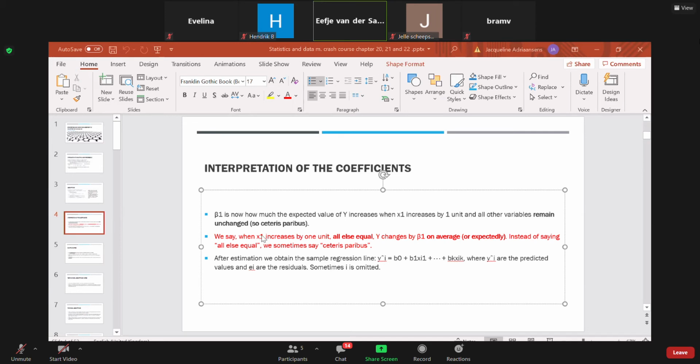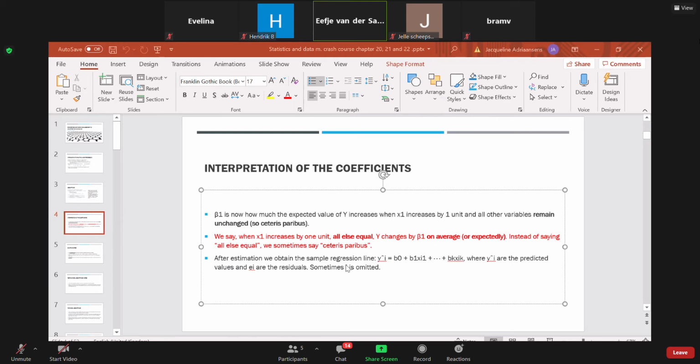Because I can change x1, but if, for example, x2 changes as well, then y doesn't change with beta 1. It might change with beta 1 and more. Or it changes by beta 1 and less if the other coefficient is, of course, negative. And you also have to include on average. Why on average? Because the line is an estimation. As we said, there are errors. It might be wrong. But on average, it would change with beta 1. So always include those two things.